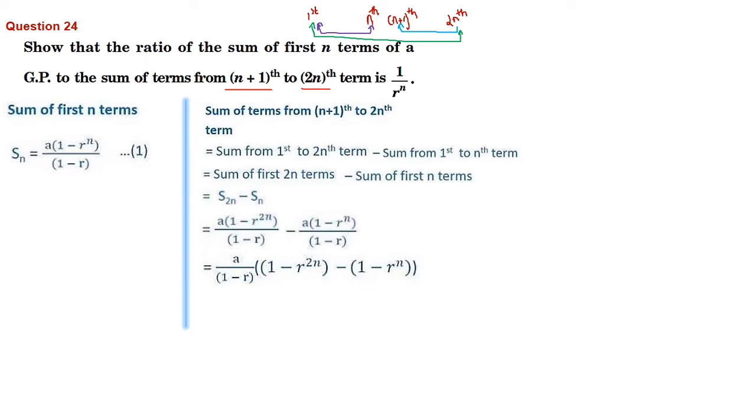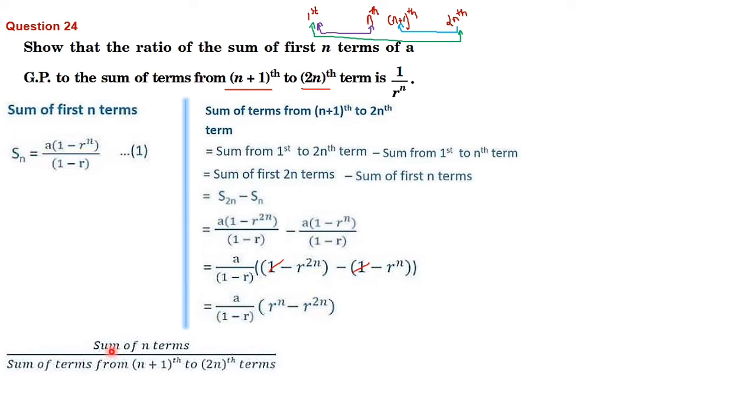Here, plus 1 and minus 1 we can cancel. Then we will be having a by 1 minus r into, minus into minus, plus r power n, then minus r power 2n. Then the sum of n terms by the sum of terms from (n+1)th to 2nth term. This ratio only we want to calculate.